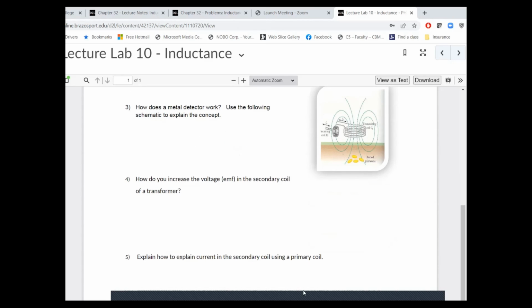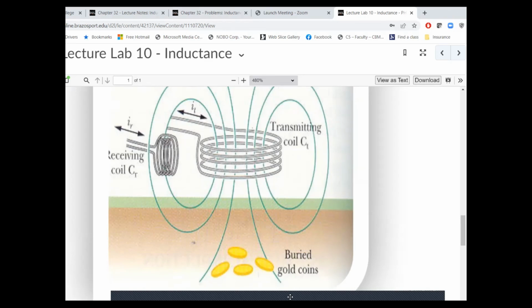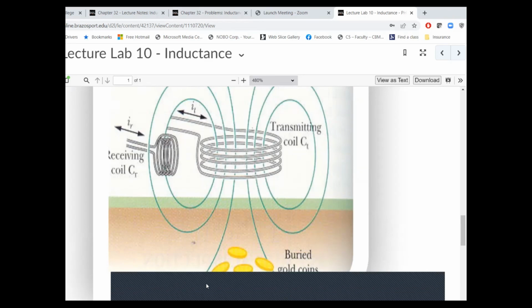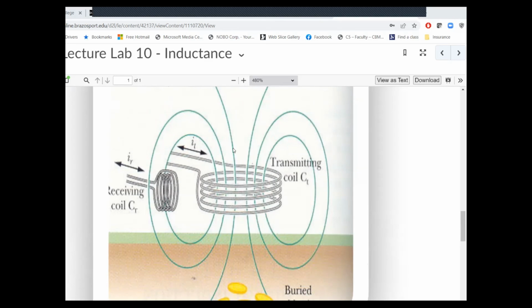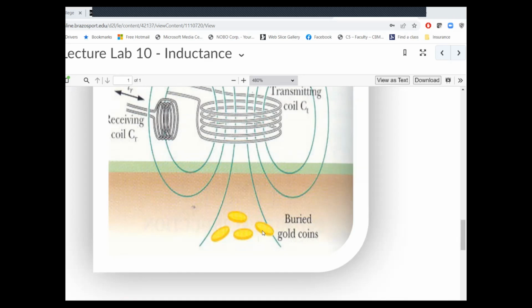So how does a metal detector work? Well, the metal detector works in a way that you have a transmitting coil. You have buried gold in the ground. The transmitting coil is generating an AC current, obviously, so you have this alternating magnetic field. And the magnetic field is being intercepted by the buried metal, in this case, gold.